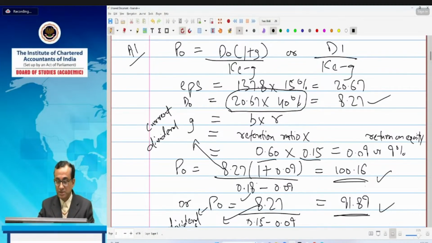So this discount rate will be taken in both these cases. Discount rate will not be different. So in both the Gordon's model and the Walter's model, 1.8, that is 18%, is the discount rate in this question. Okay.